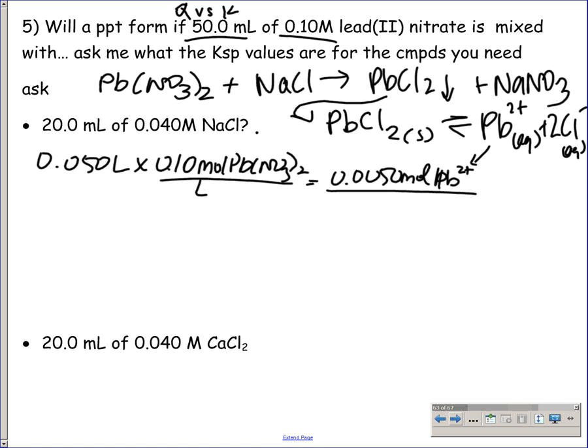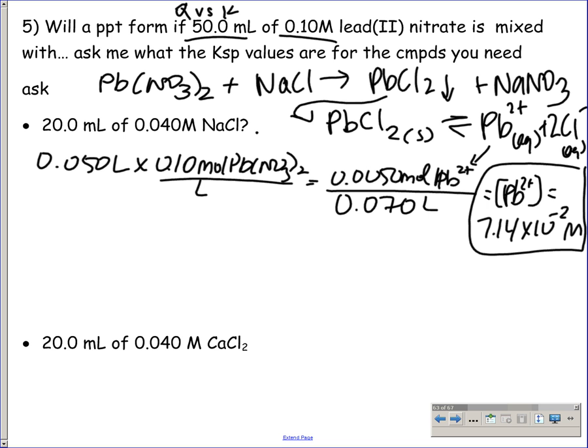So now I'm going to divide this by the total volume. What's the total volume in this reaction? 70. So 50 plus 20. Okay, so divide this by 70 milliliters, which is 0.07 liters. This is going to give me my new concentration of lead(II). That is, ooh, small number: 7.14 times 10 to the negative 2. You do not have to write this in scientific notation. I just have a habit of doing it.